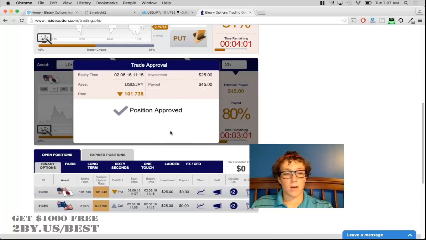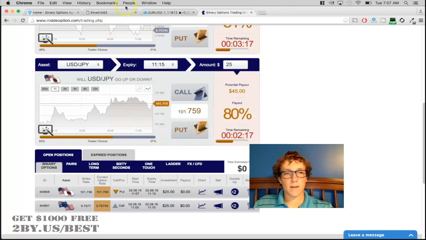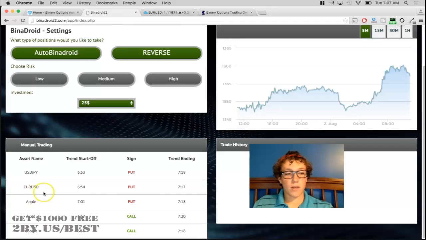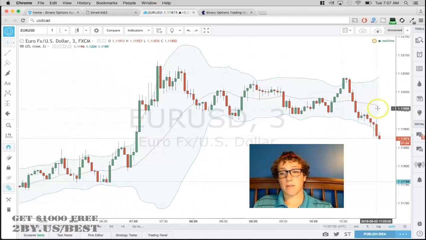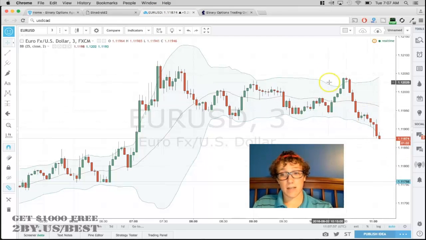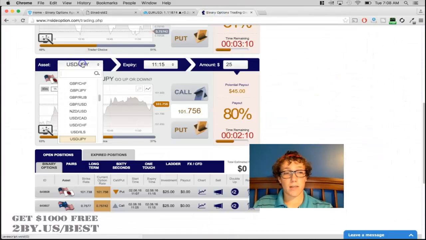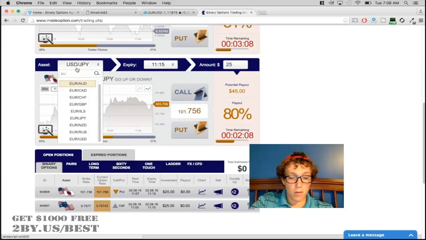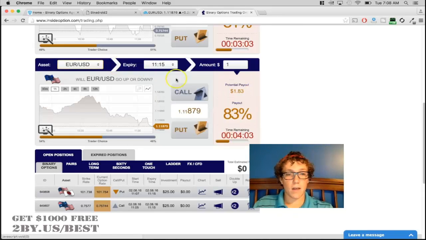Solid. Okay, so we have 2 positions, and let me see if I can find another one here. The Euro USD is a put trade, and the 7:15 expiry time is for real, and it's a very solid downtrend here. So I like this trade a lot. The Euro USD, find it. All right, 7:15 expiry time for a put trade. Make sure we get in that $25.